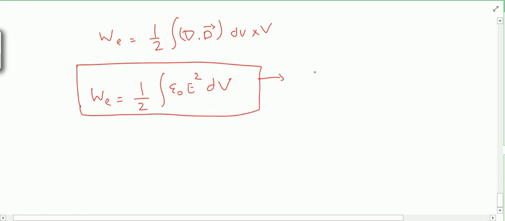And from here, if I want to find the energy density, it is nothing but energy stored per unit volume. Energy density will be half of epsilon naught E square, right? If we directly write the volume after integrating over the total volume, then energy stored per unit volume will be the energy density.